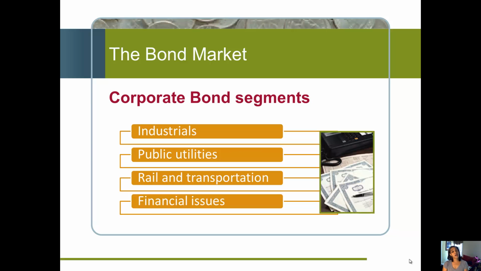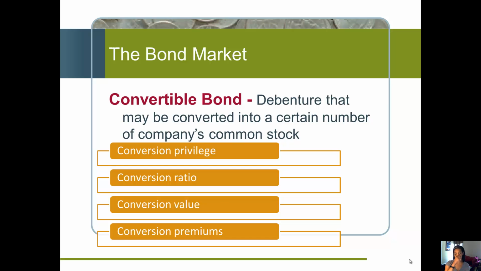So we talked about corporate bonds. So now let's break down the corporate bond segments. There are industrials that they're largely represented by the Dow Jones companies that we talked about earlier. Public utilities, so those could be power companies, water companies, and so on. Rail and transportation, and then corporate bonds issued by financial firms.